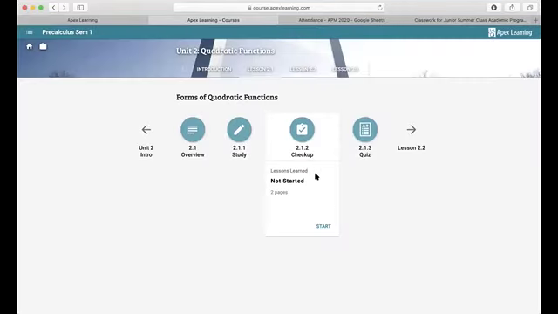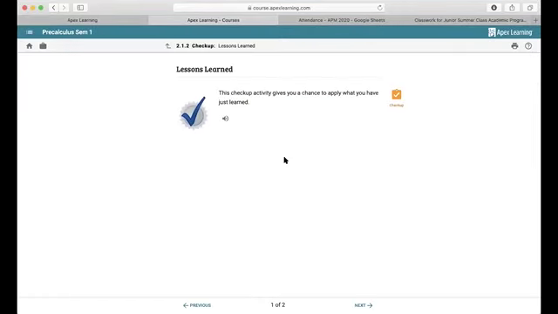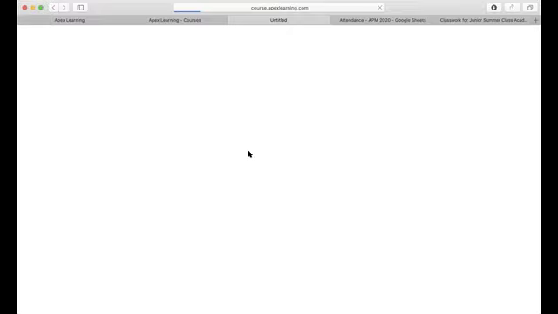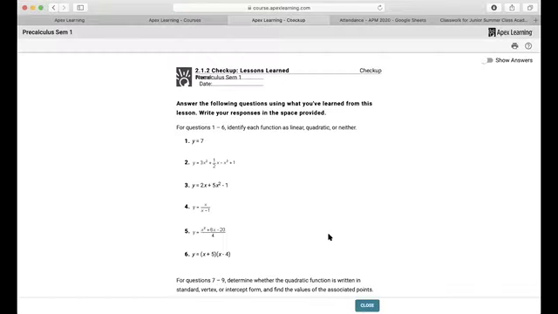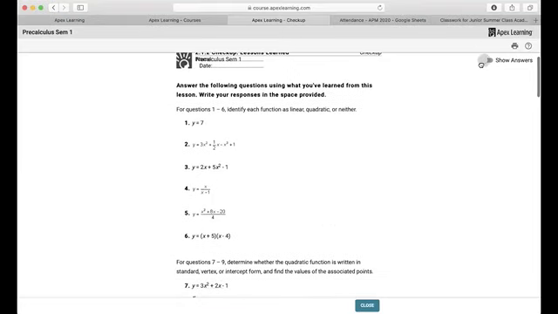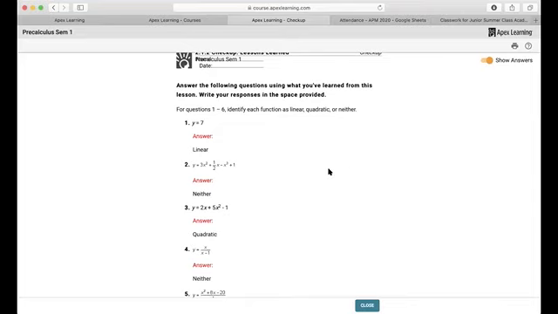For the checkup here, like I said, I'll still post the answers for this one, but if I can quickly move through this here. Identify the following. You should know how to do that now.